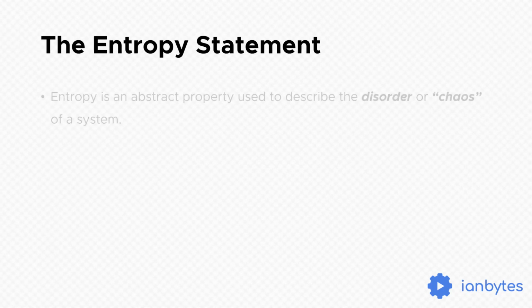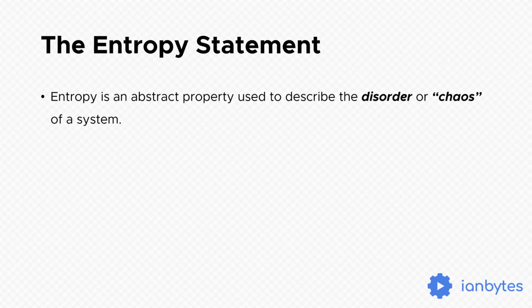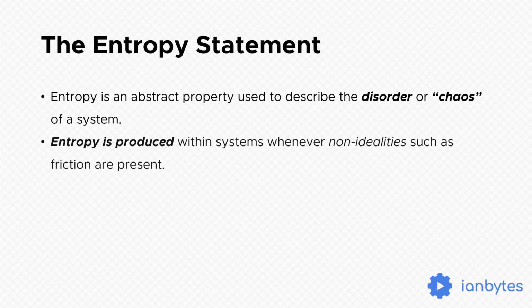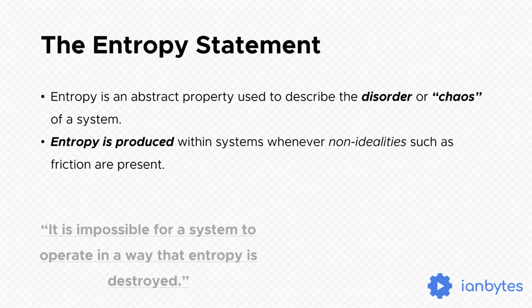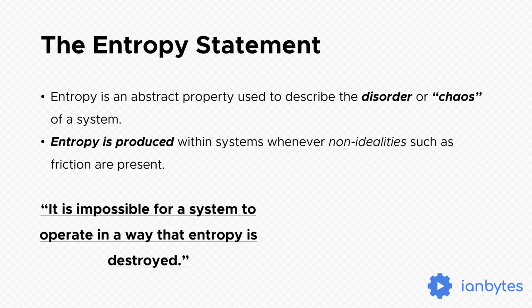Kapag sinabi nating entropy, it is an abstract property to describe the disorder or chaos of a system. All other things being equal, kapag mas mataas ang entropy, sinasabi nating mas chaotic ang ating system. And also, as long as ang ating processes ay may irreversibilities, entropy is always produced. That being said, we can say that all real processes produce entropy. Which leads us to the entropy statement. Ang sinasabi nito ay, it is impossible for a system to operate in such a way that entropy is destroyed.